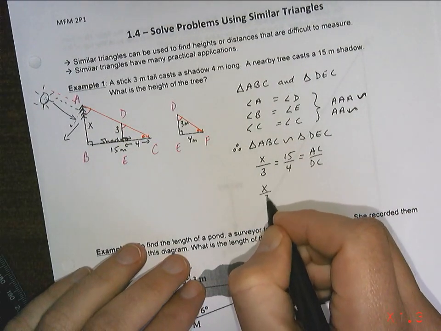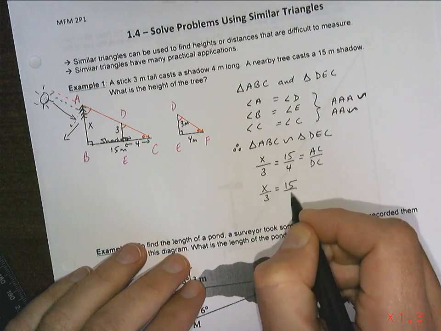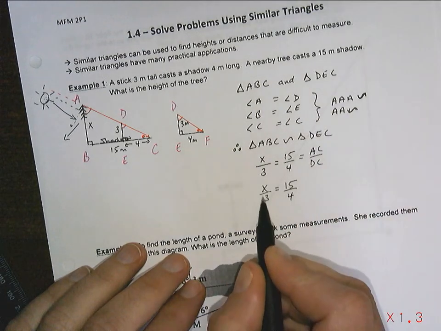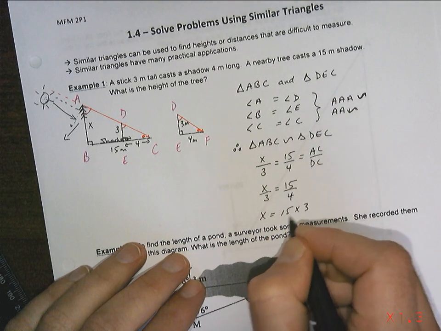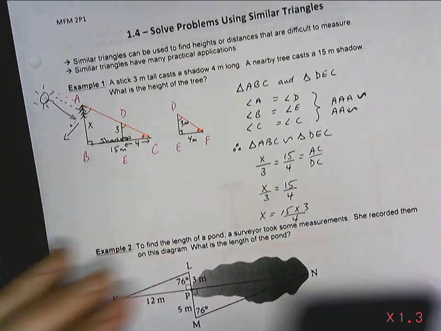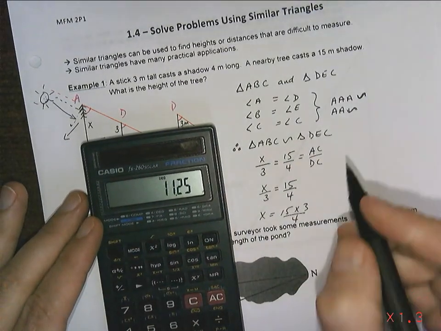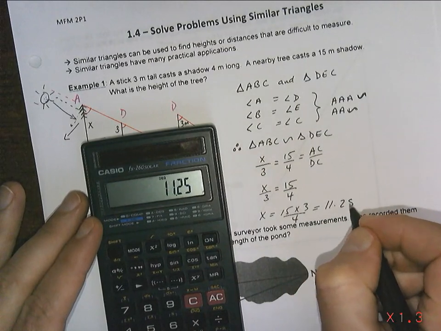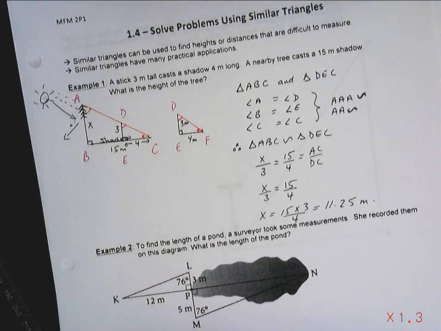So the length of the tree divided by the length of the pole equals the length of the shadow of the tree over the shadow of the pole. So to do this, I'm going to multiply both sides by 3, and I get 15 times 3 divided by 4. So that's going to be 15 times 3 divided by 4, and it's going to be 11.25 meters. That's going to be the height of the tree. And I didn't have to climb the tree, and I didn't have to cut the tree down. I was able to figure out its height by going out with a simple stick and measuring the lengths of the shadows. So there's example 1.